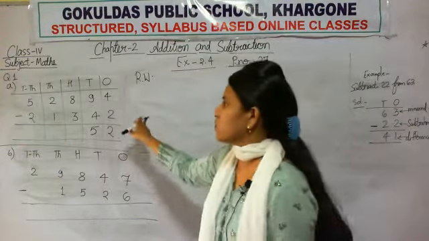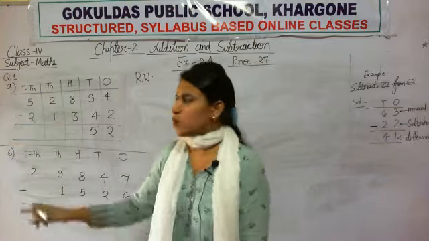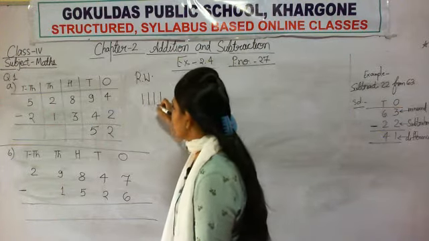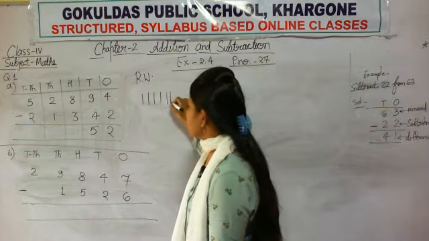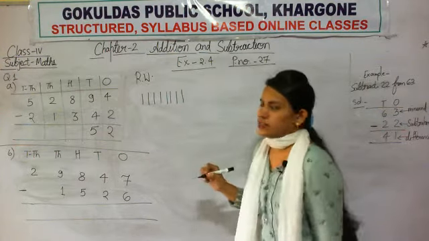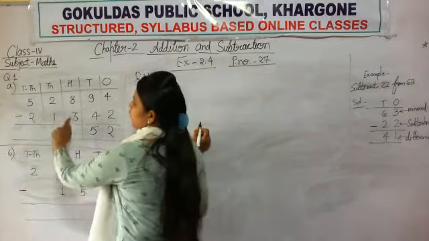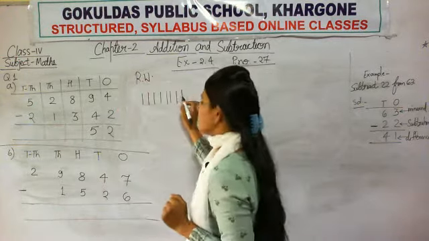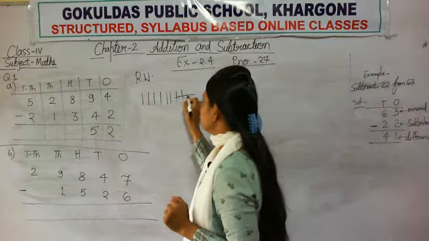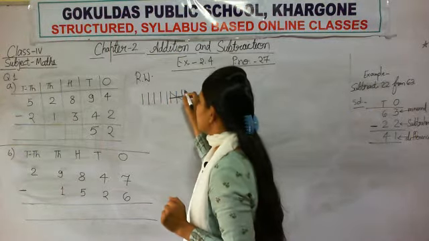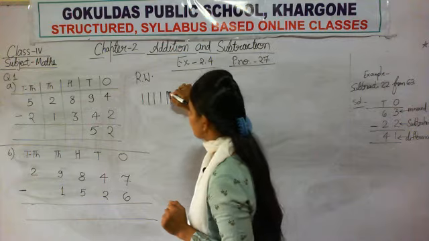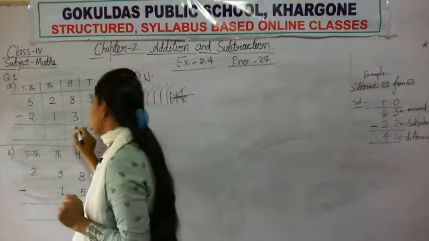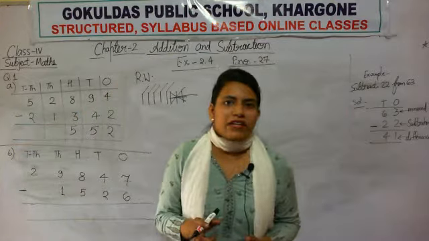Now let us move to the hundreds column. You see that the larger number is 8. So draw 8 sticks. 1, 2, 3, 4, 5, 6, 7 and 8. Now you want to subtract 3 from this 8. So remove 3 sticks, 1, 2 and 3. I have removed these 3 sticks. Now count how many left. 1, 2, 3, 4 and 5 sticks are left. So write 5 in the hundreds column.